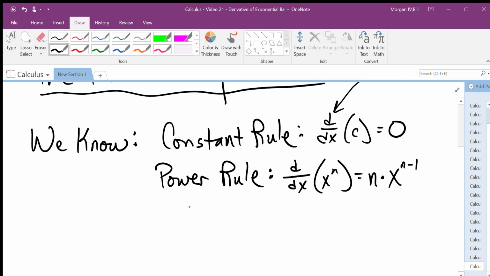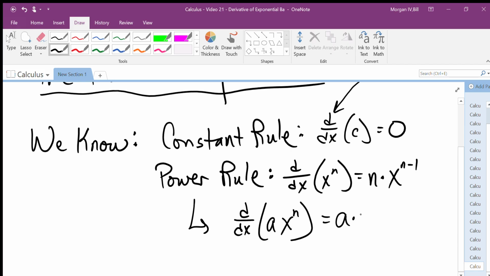Or you could also think about the power rule like this. The derivative of some constant times x to the n is equal to that constant times that exponent n times x to the n minus 1. And oftentimes that's how I think of the power rule, to have that constant out front, because most of the time you have a constant in front of your x base there.